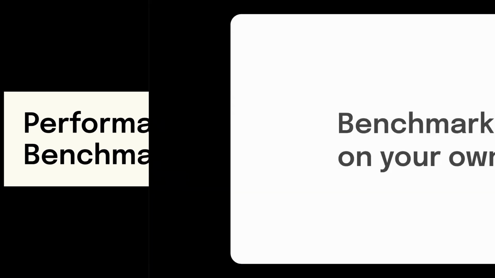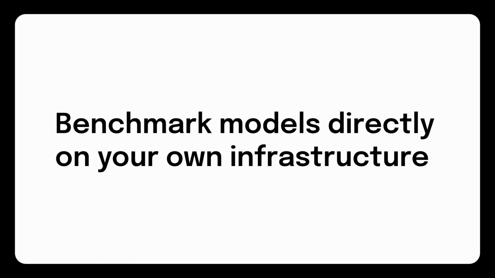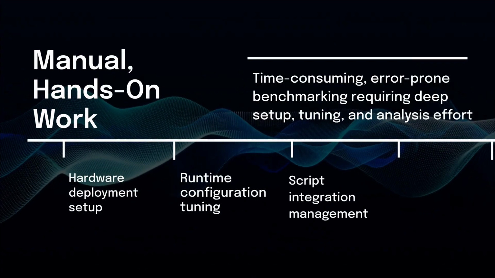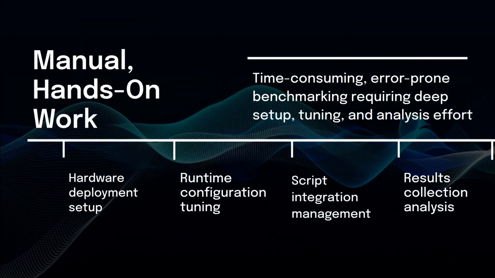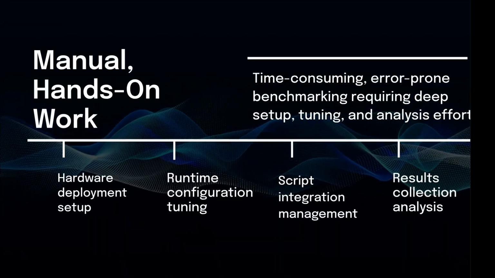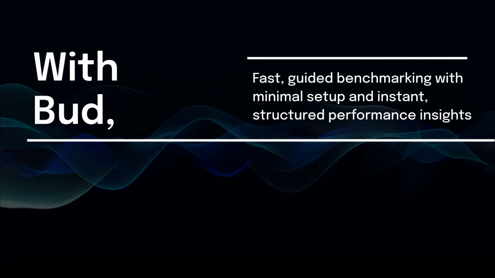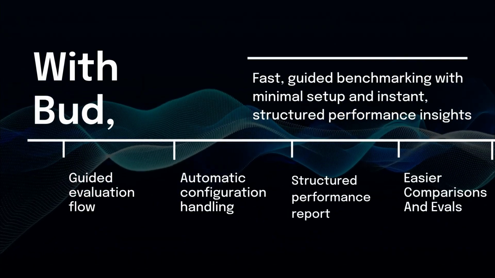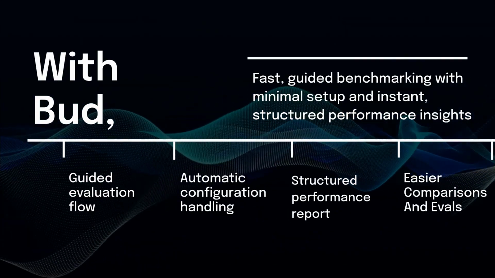It lets you benchmark models directly on your own infrastructure, so you know what performance to expect before you commit to deploying at scale. It also removes a lot of technical heavy lifting. Without a tool like this, benchmarking from scratch usually takes a day or two of hands-on work. With Bud AI Foundry, you can kick off the same evaluation in just a couple of minutes through a guided flow and get a structured report at the end. Now, let's see how it works.